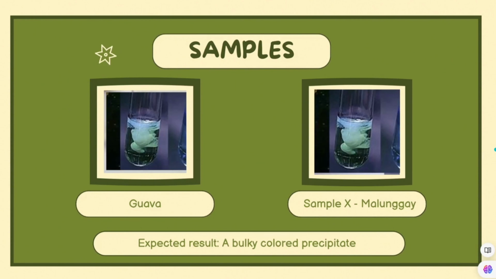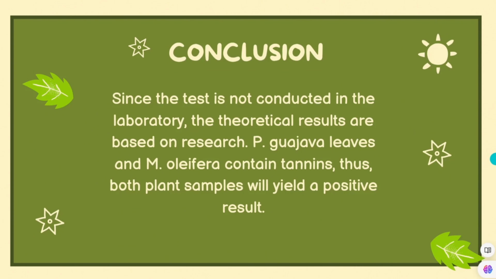We have the samples of guava and the plant of interest, malunggay. The expected result is a bulky colored precipitate. However, since the test was not conducted in the laboratory, the theoretical results are based on research. Since Psidium guajava leaves and Moringa oleifera contain tannins, both plant samples will theoretically yield a positive result.